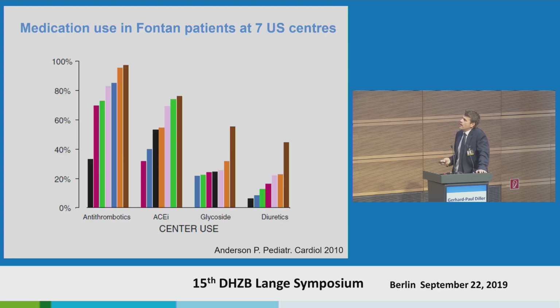And this is actually quite well reflected in the data. This is a slightly older study, a very interesting approach. Basically, what the authors of this study did, they went to several North American centers and asked them about their use of various drugs in patients with Fontan circulation. So the color coding here is different centers. And as you can see, there is a huge variability in what percentage of patients with Fontan circulation were on antithrombotics, on ACE inhibitors, on cardiac glycosides, on diuretics. And it basically just reflects the lack of data. So there's a lot of local practice that is applied here.